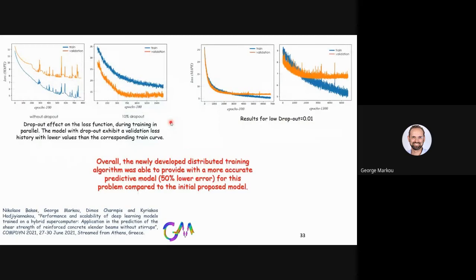And here we can see the dropout effect on the loss function during the training in parallel. And these are the results with low dropout. Given that we did not publish this yet, I will not go deeper until we get the publication out. But the idea is to get the data set, break it into smaller data sets, and then use that to train in parallel. And there is communication between the data sets. And of course, we managed to develop a predictive model that has 50% lower error compared to the older model that we developed through the use of an algorithm that I will show you in a bit.